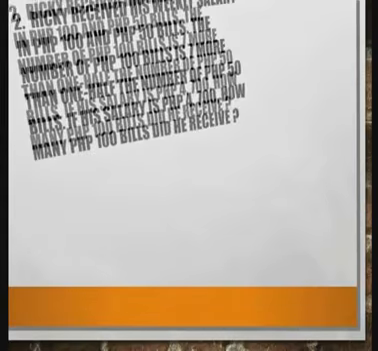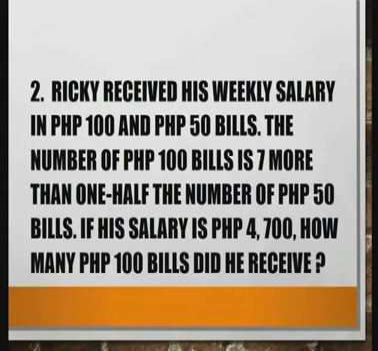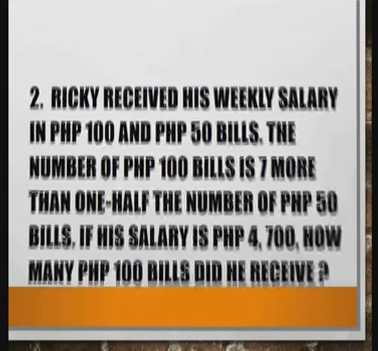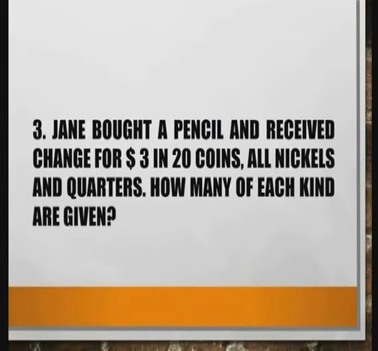Number 2. Ricky received his weekly salary in 100 peso bills and 50 peso bills. The number of 100 peso bills is 7 more than 1/2 the number of 50 peso bills. If his salary is 4,700 pesos, how many 100 peso bills did he receive? Number 3. Jane bought a pencil and received change for $3 in 20 coins, all nickels and quarters. How many of each kind are given?